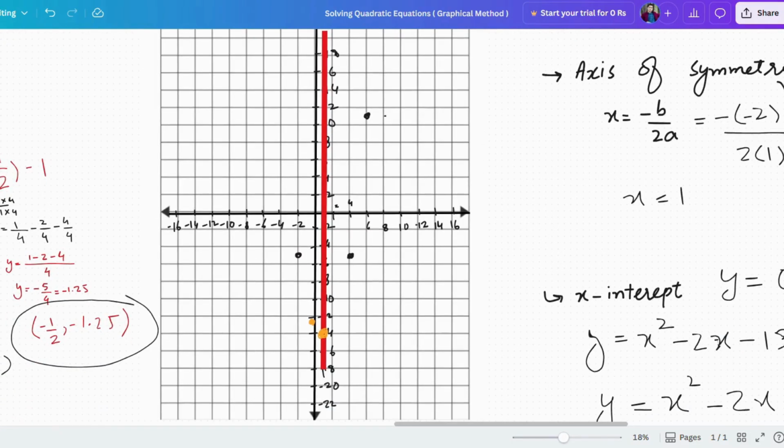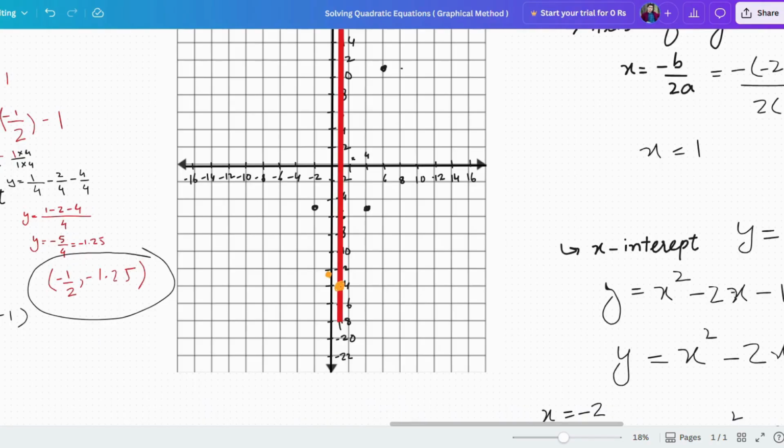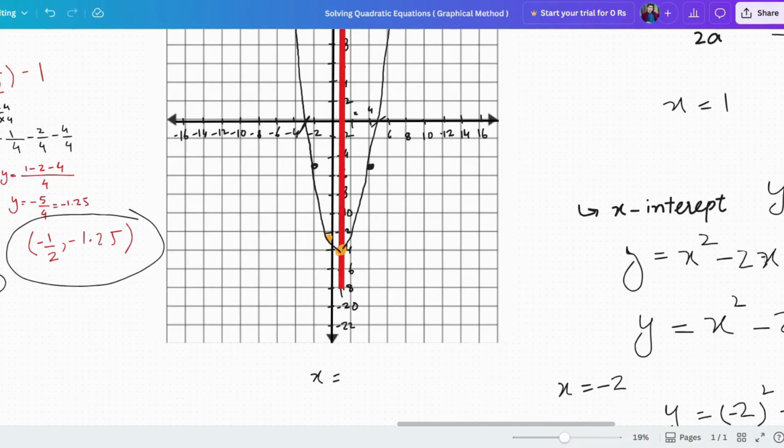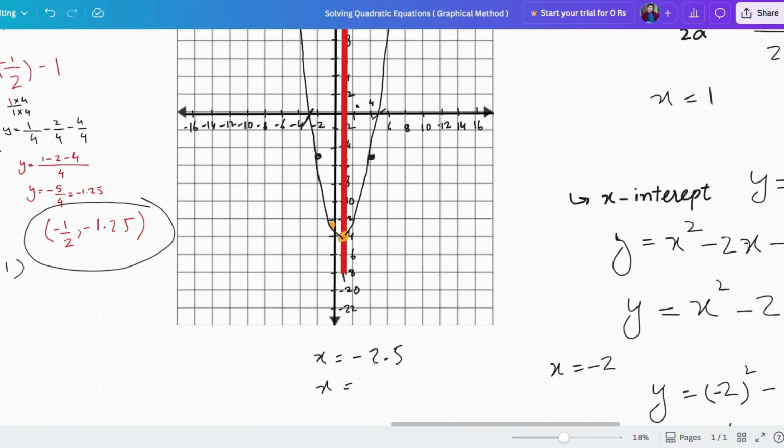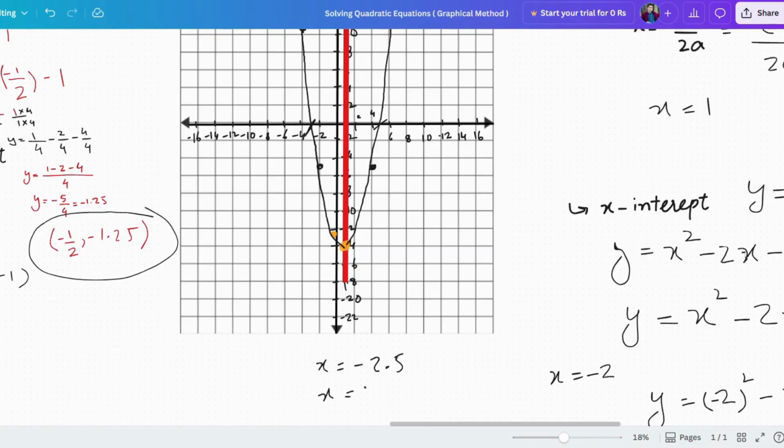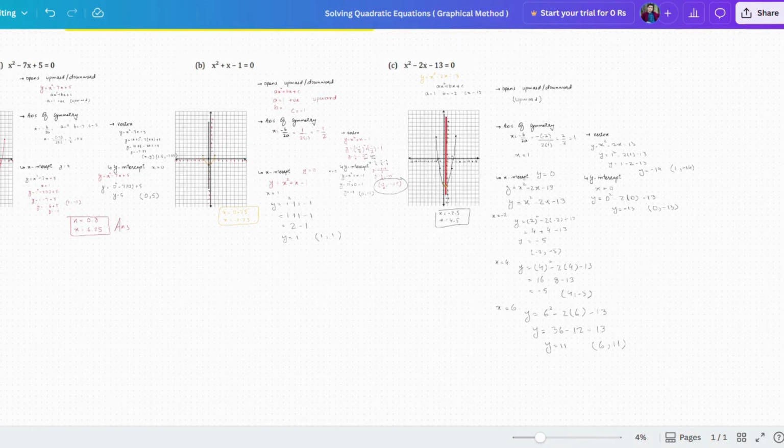So now I'm going to complete my graph that way. So this is how my graph should look, okay? The graph is passing through this point and this point, okay? So the answer that I should get is that one x should be equivalent to minus 2.5 and the other one should be x equals 4.5. So these are the two possible solutions of this question that I had.